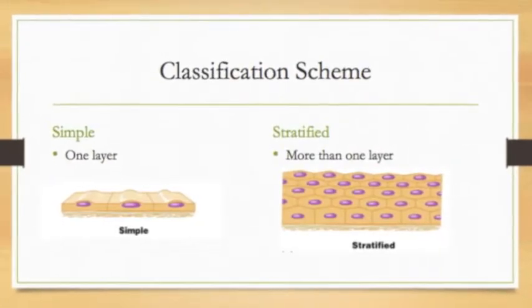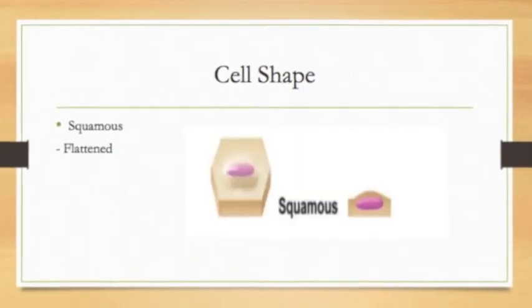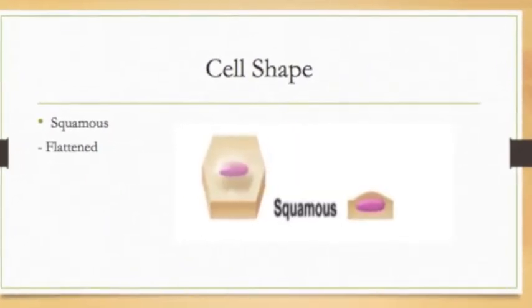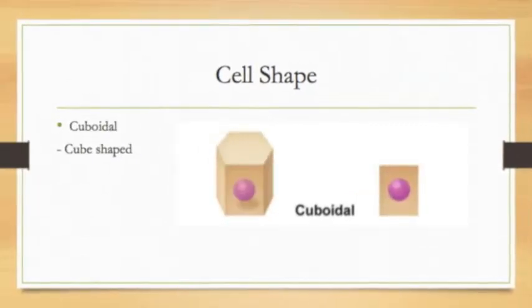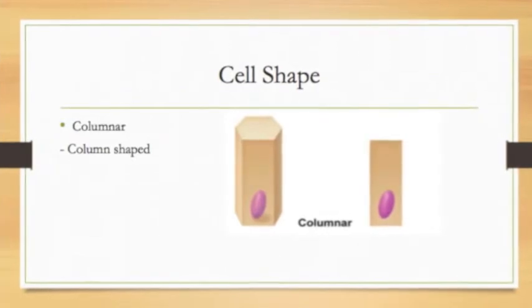Classification scheme: simple is one layer and stratified is more than one layer. Cell shape: squamous is flattened. Cuboidal is cube-shaped. And columnar is column-shaped.